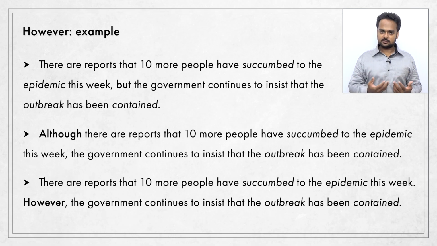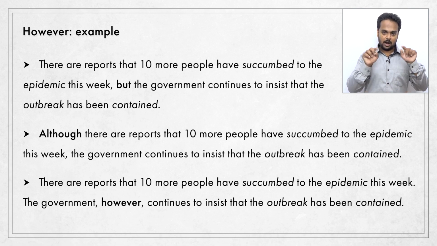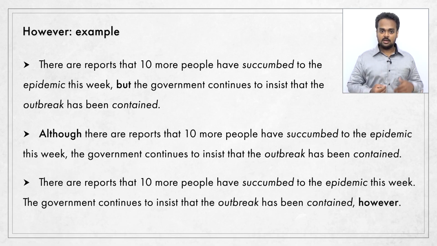Being part of a sentence means that however is very flexible. You can put it in the middle like this. The government, however, continues to insist that the outbreak has been contained. Note that two commas separate however from the rest of the sentence. It can also come at the end. The government continues to insist that the outbreak's been contained, however. These placements are all perfectly acceptable. You cannot do this with but or although.